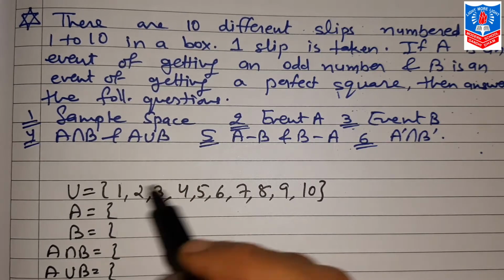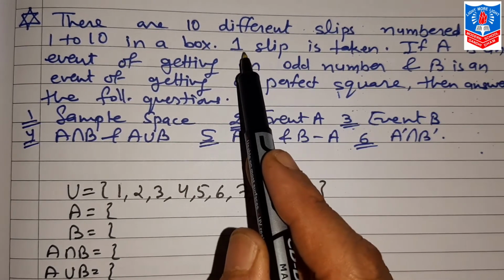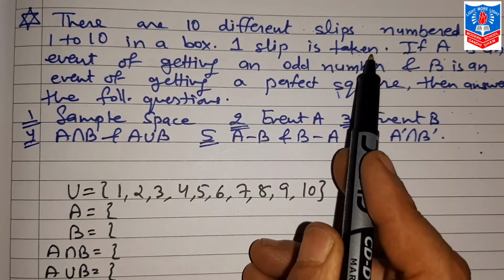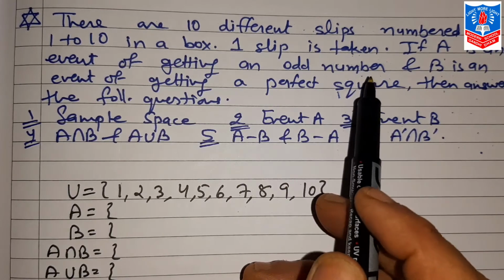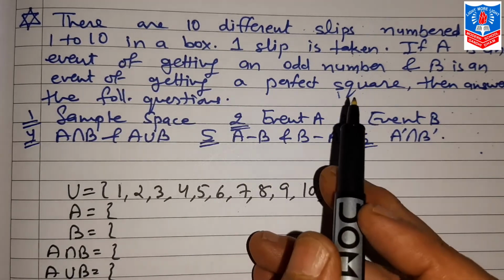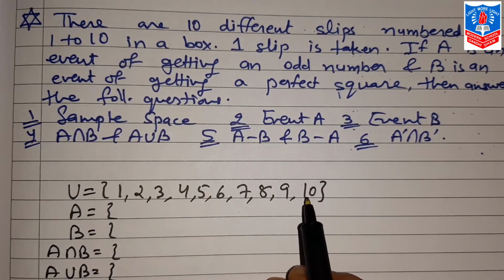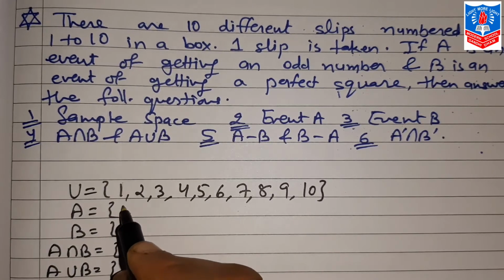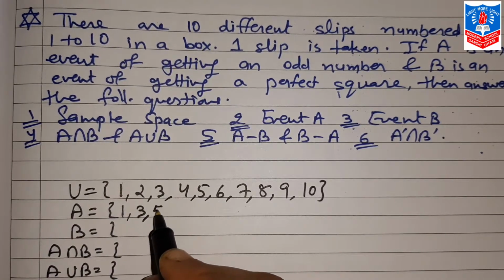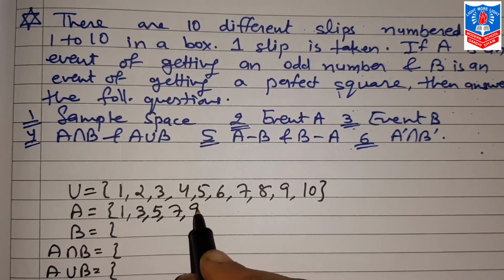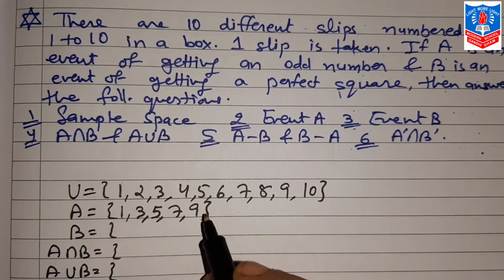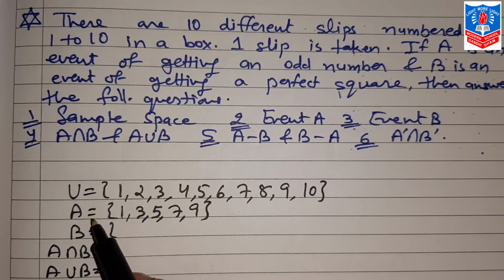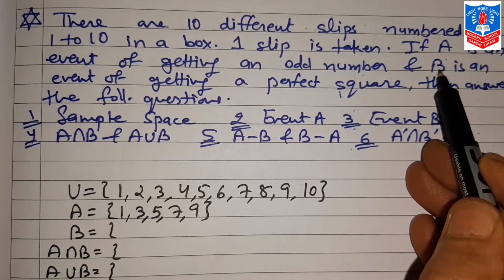Now event A, that is what? Of course, first here it is given, one slip is taken, and A is an event of getting an odd number. Now odd numbers obviously from this 1 to 10 will be 1, 3, 5, 7 and 9. These are the odd numbers. This is event A.